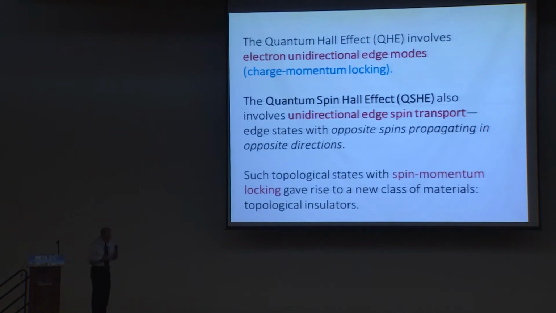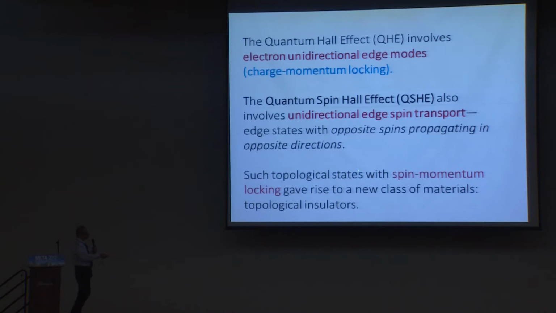So therefore, we have the following: there are these electron unidirectional edge channels, which is called the charge momentum lock-in. And in the quantum spin Hall effect, there is also unidirectional edge spin transport, but the edges stay with opposite spins propagating in opposite directions. So this is different between the spin Hall effect and the normal quantum Hall effect.